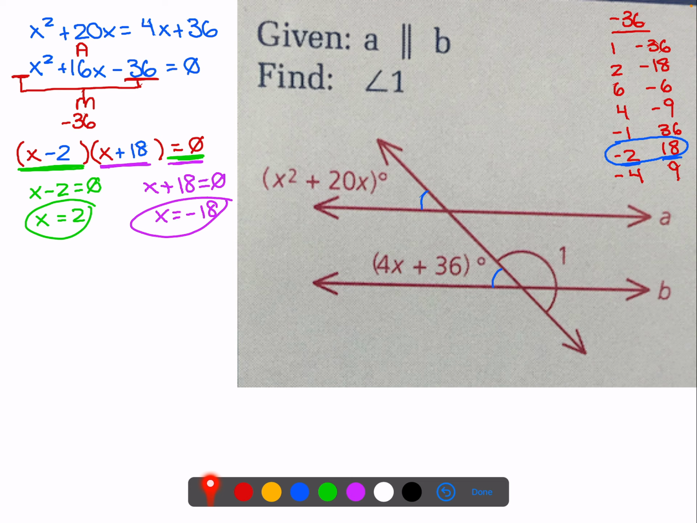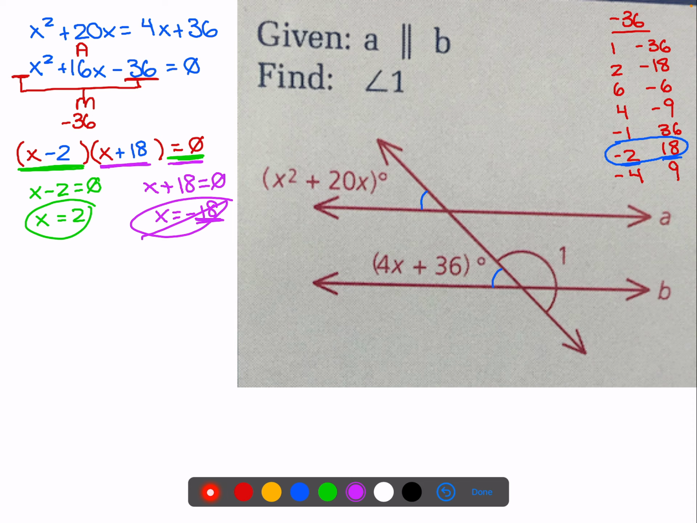4 times negative 18 would give us a negative number. So let's go ahead and do that real quick. 4 times negative 18 will give me negative 72, plus 36 will give me negative 36. So if I use x equal to negative 18, this would be negative 36 degrees. And I know that's not going to be a negative angle. So therefore, x equals negative 18 is out. We cannot use that. So let me go ahead and get rid of that negative 36. x cannot equal negative 18.